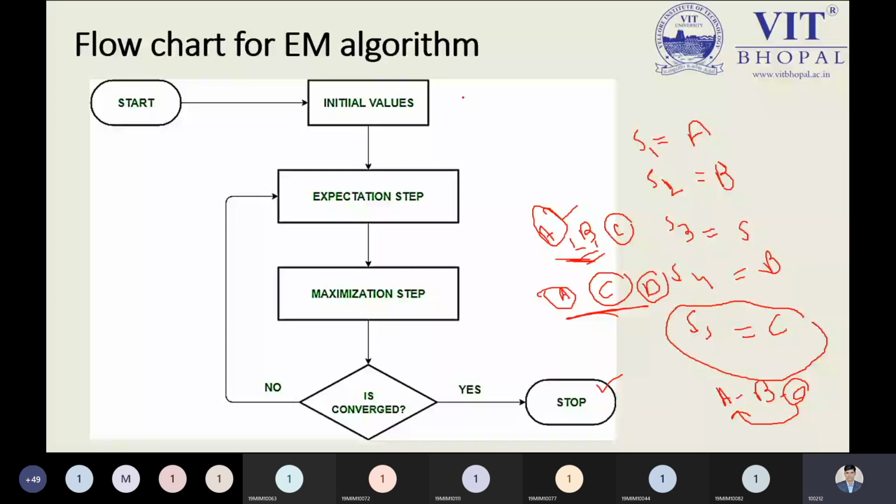So yes, from this point, do you have any doubt? Having a look at the flow chart of the EM algorithm, do you have any problem? Just look at the flow chart and tell me any problem you are having.